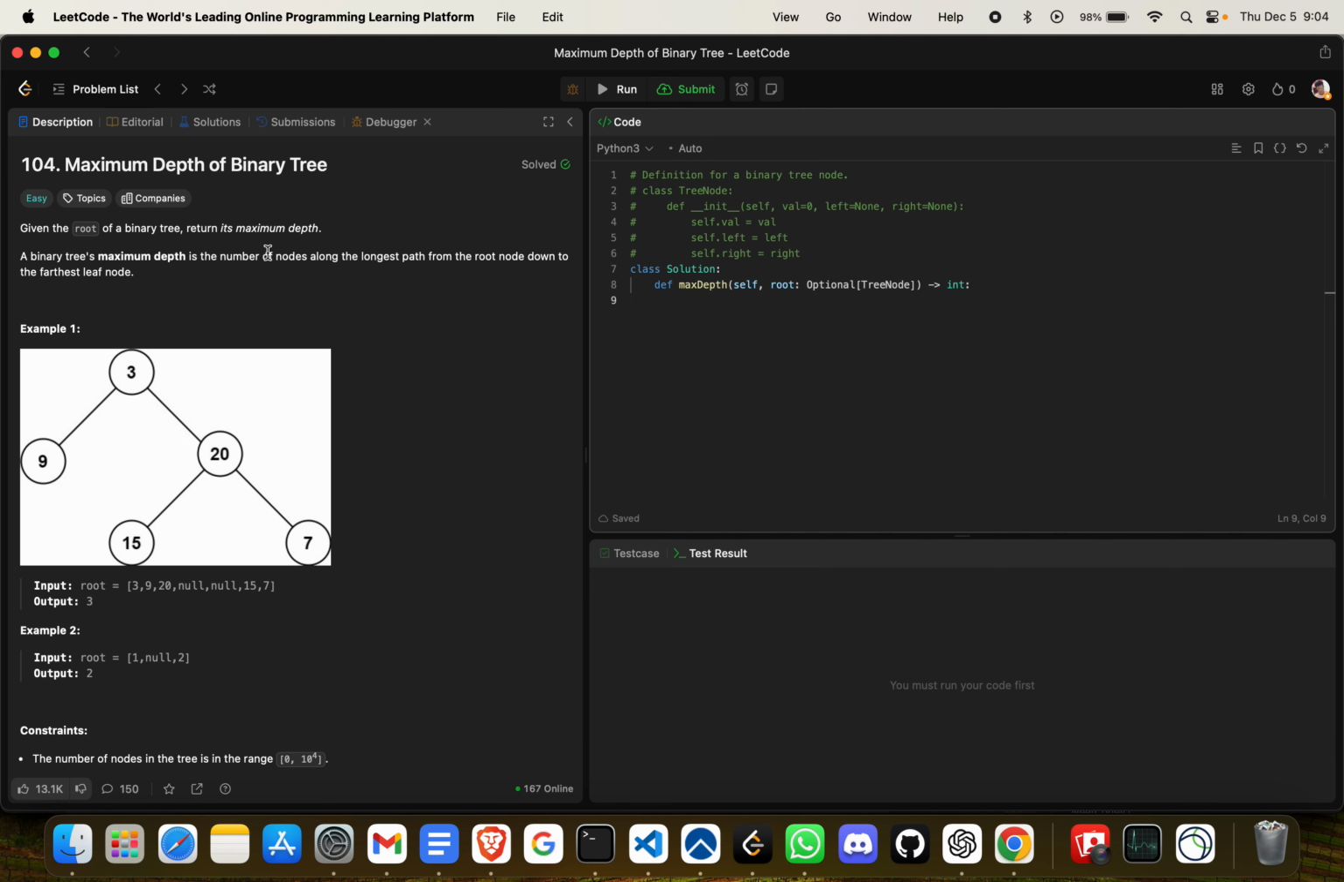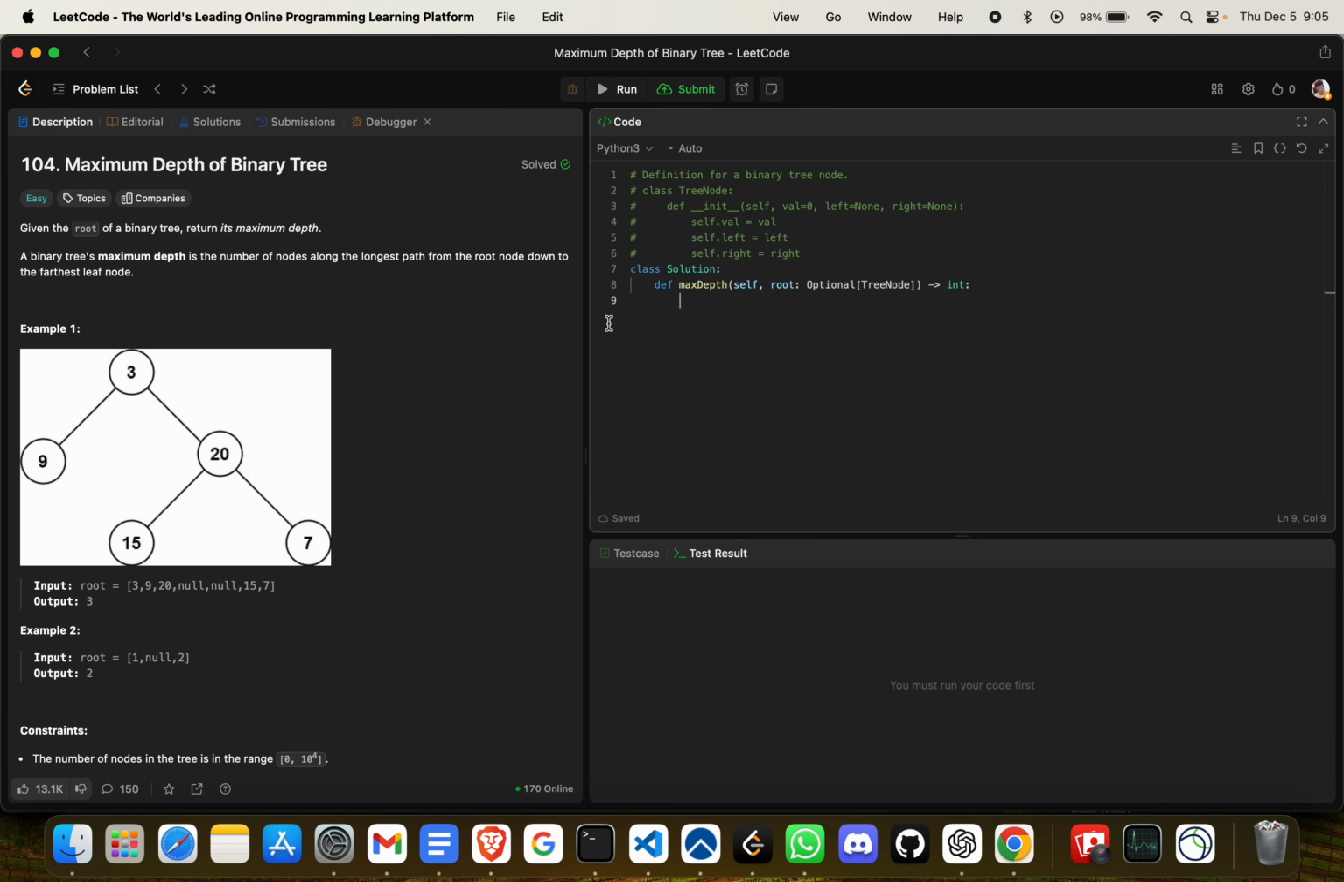So this question gives us a tree and it just gives us an input of the root of the tree. So we need to just find out the maximum depth of the tree. For this, the 3 would be at level 1, the 20 would be at level 2, and 7 would be at level 3. So we need to return 3 as 7 is the deepest level, the max depth in this tree.